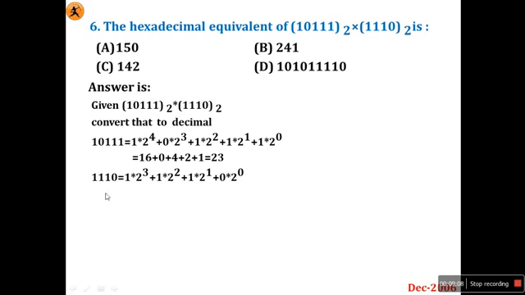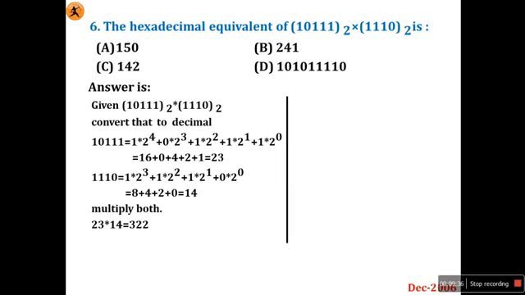And for this one, 2 raised to 0 is eliminated, then 2 raised to 1, 2 raised to 2, 2 raised to 3. 2 raised to 3 is 8, 2 raised to 1 is 2, 8 plus 2 is 10, plus 4, sorry, 14. So you get 8 plus 4 plus 2, which is 14. Now you multiply these two, 23 and 14, and you get 322. This is the decimal number, but you need to convert it to a hexadecimal number.